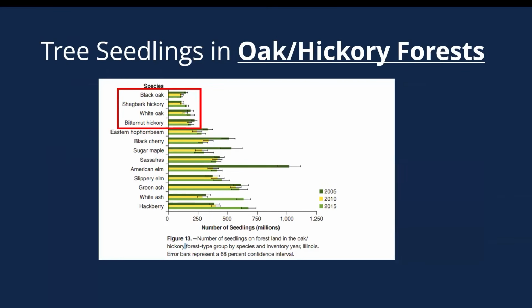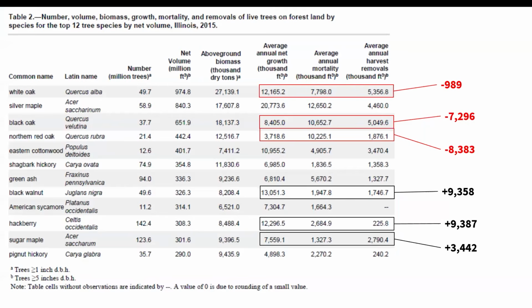And so this is tree seedlings in oak hickory forest. So it's not just across the entire state, it's just in the forests that are classified as oak hickory forest. And we see the oaks and the hickory seedlings are way down the list, and we see a lot more sugar maple, elms, hackberries, ashes, cherries growing as seedlings in an oak hickory forest than we actually do oak and hickory seedlings. And this is starting to translate into a deficit of mature trees.